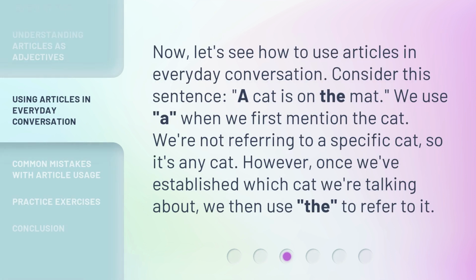Now, let's see how to use articles in everyday conversation. Consider this sentence. A cat is on the mat. We use a when we first mention the cat. We're not referring to a specific cat, so it's any cat. However, once we've established which cat we're talking about, we then use the to refer to it.